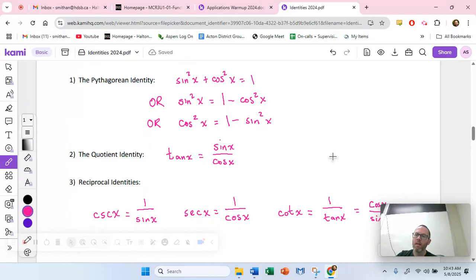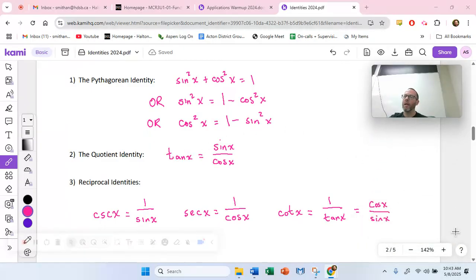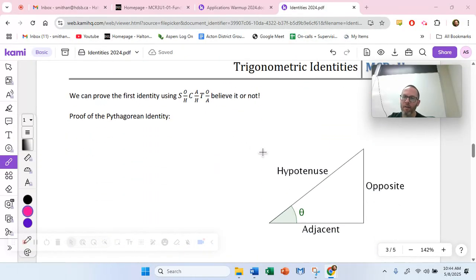These are the identities you need to come out of grade 11 with, and that we're going to play around with today. We've already illustrated that the Pythagorean identity is true. I'm going to prove it to you guys in a second. I will show you guys that the tangent, that quotient identity is true. And then the final ones we've already seen before. Okay, so let's show the Pythagorean identity is true. And actually, it doesn't take a lot of work. Check this out, guys. Here's a right angle triangle I stole from the internet.